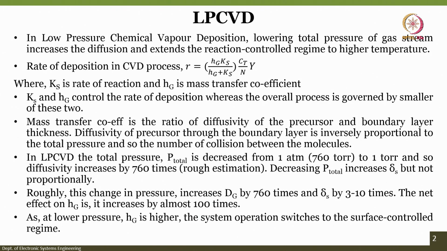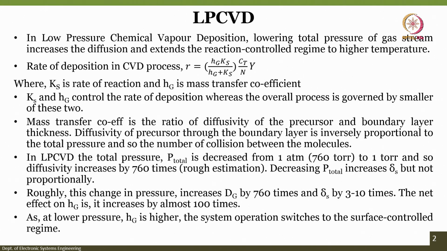This is a continuation of the previous lecture on CVDs, and CVD, as you know, stands for chemical vapor deposition. So, in this lecture we will look at two different kinds of CVD. One is called LPCVD, low pressure chemical vapor deposition, and the other PECVD, plasma enhanced chemical vapor deposition. So, let us start with the first one, which is low pressure chemical vapor deposition.